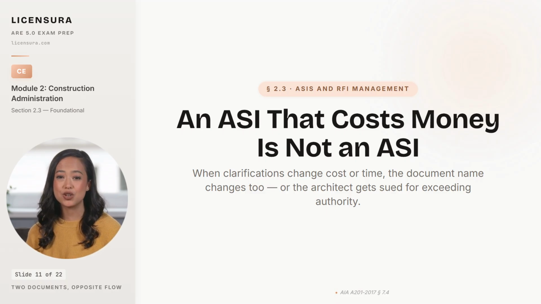The harder half is the contractual ceiling on the ASI. Under A201, Section 7.4, an ASI cannot change the contract sum or the contract time. The moment the supplemental instruction would adjust cost or schedule, the correct document is a change order, not an ASI. Architects who issue ASIs that quietly add cost get sued personally for exceeding their authority under the agreement because they have effectively modified the contract on behalf of an owner who never signed off on the modification. The side-by-side reads cleanly once the 4 columns are visible: purpose, initiator, mechanism, ceiling.